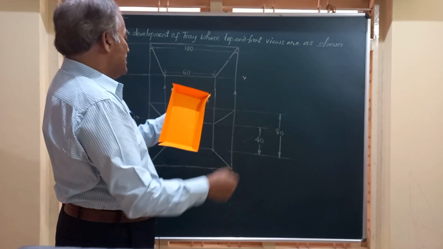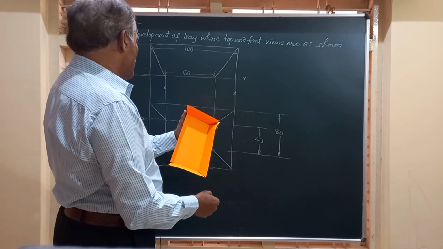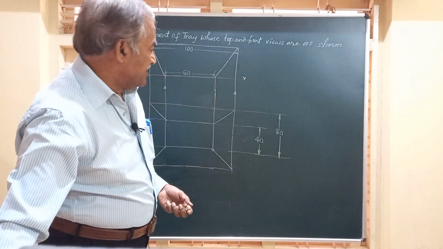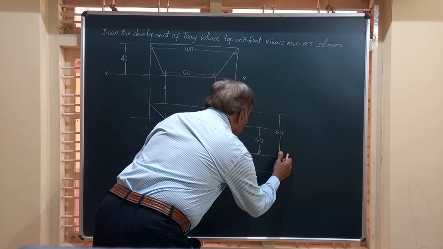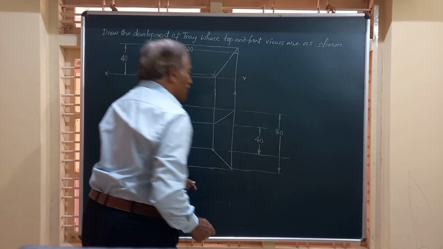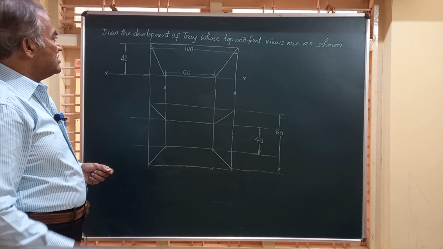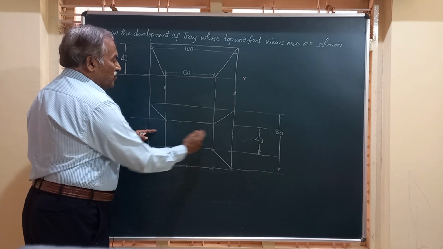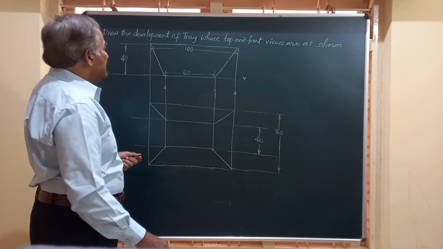So this is 100 by 80. The other one is 60 by 40. So let us see, friends, how to draw the development of this tray. Friends, it has got 4 surfaces, 2 on the lateral sides and 2 here. Totally 4 sides are there.